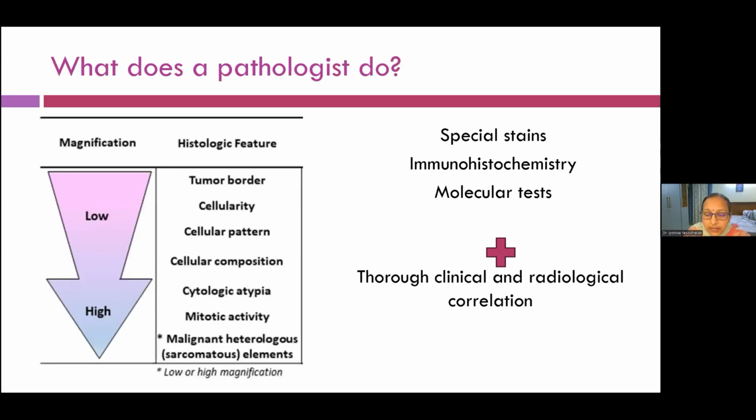So once we get a core needle biopsy on our table as a slide, what do we do? As pathologists, you'd know we go from a low magnification to high magnification. At a lower magnification, we look at the broader picture in the sense we look at the tumor borders, we look at the overall cellularity, the cellular patterns, and the cellular compositions. And as we go to higher magnifications, we get to see the cells per se. So we look for cytologic atypia, we look for mitotic activity, and we also look for malignant heterologous elements in the context of mesenchymal tumors. But morphology on our routine light microscopy alone often doesn't suffice for this very complicated group of lesions. And so we resort to a whole lot of ancillary tests like special stains, immunohistochemistry studies, and sometimes even the molecular tests. But all these have to be thoroughly correlated with the clinical and imaging profile of the patient.